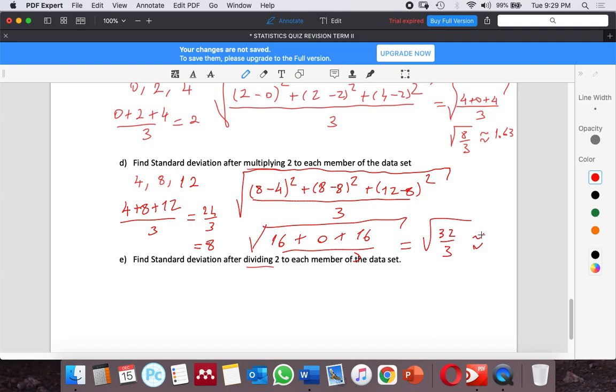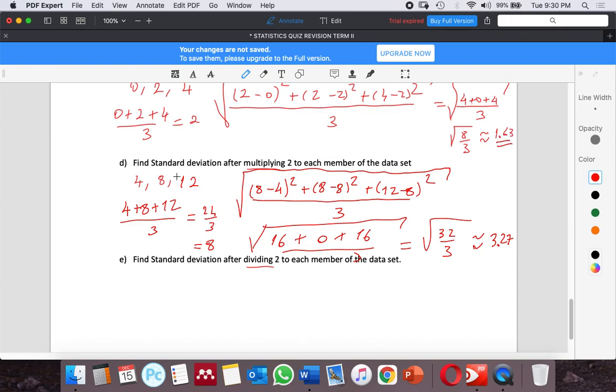So approximately, let me calculate using my calculator. The square root of 32 divided by 3 equals 3.265. If I round it, it will be 3.27. Now, without the calculation, if I multiply this by 2, I get 1.63, which is here.